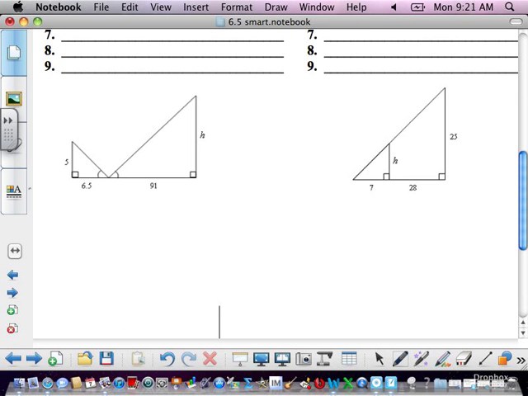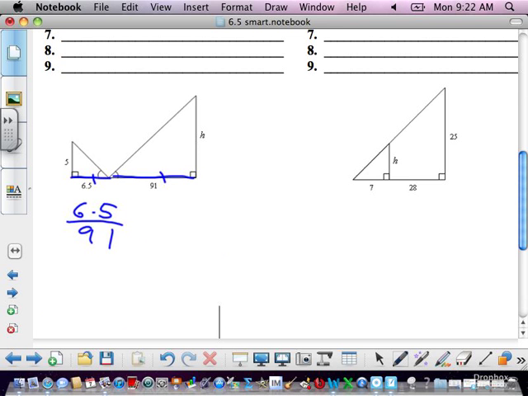We're looking at example 2 for 6.5b, number A. And we know these two triangles are similar. How would we find H? The proportion. Okay, how would I set up the proportion though? 6.5 over 91. So we're saying those are corresponding sides.